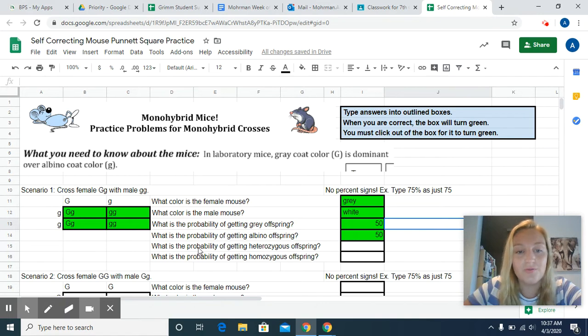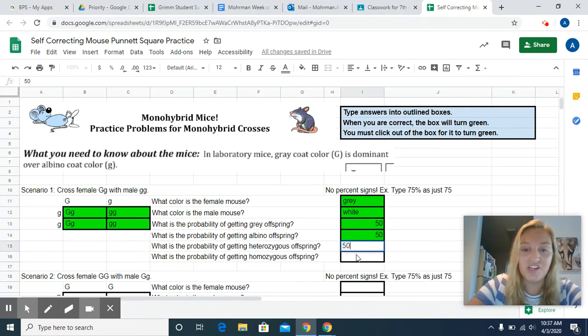The next question, what is the probability of getting heterozygous offspring? So remember, heterozygous means 2 different. So that's going to be a capital and a little letter. So in this scenario, we have 2 squares that have a heterozygous genotype. So again, it's going to be 50% chance.